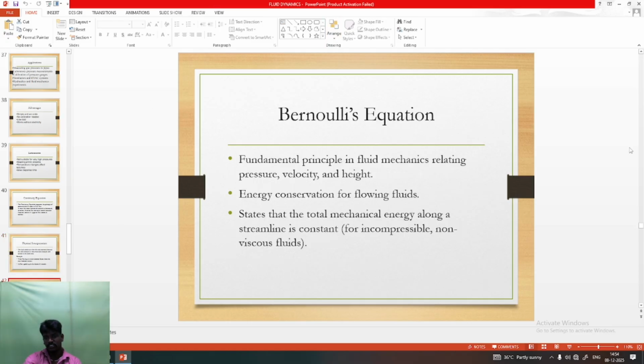Bernoulli's equation. The next one, Bernoulli's equation in fluid dynamics, is very important. This is the major phenomenon that creates lift in aircraft. It is a fundamental principle in fluid mechanics relating pressure, velocity and height. It expresses energy conservation for flowing fluids, and states that the total mechanical energy along a streamline is constant. It is applicable only for incompressible and non-viscous fluids.